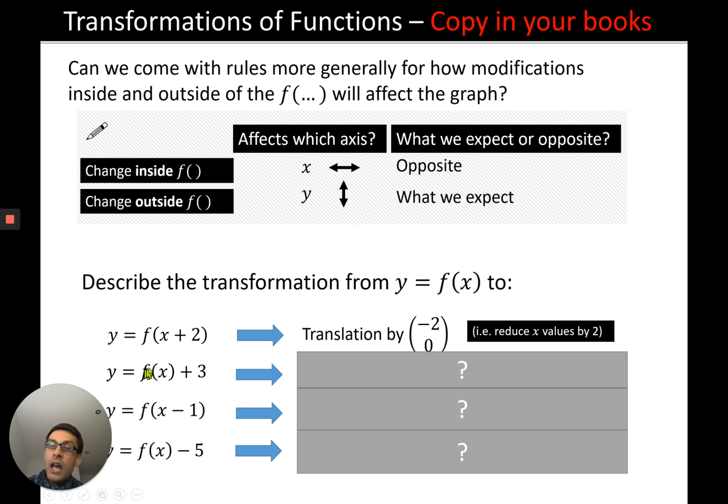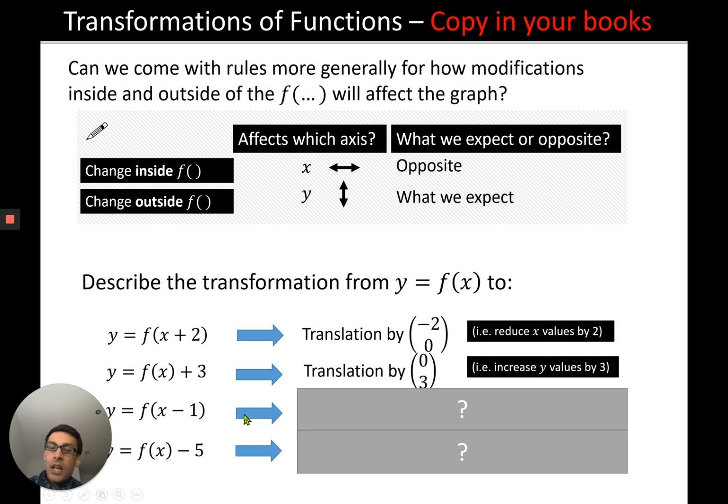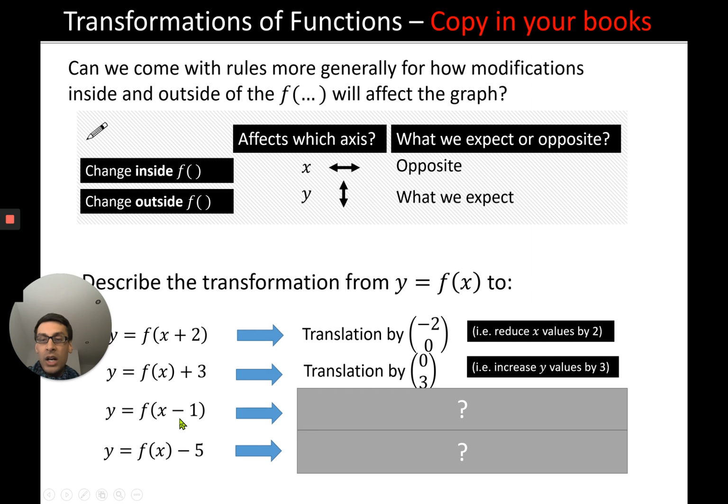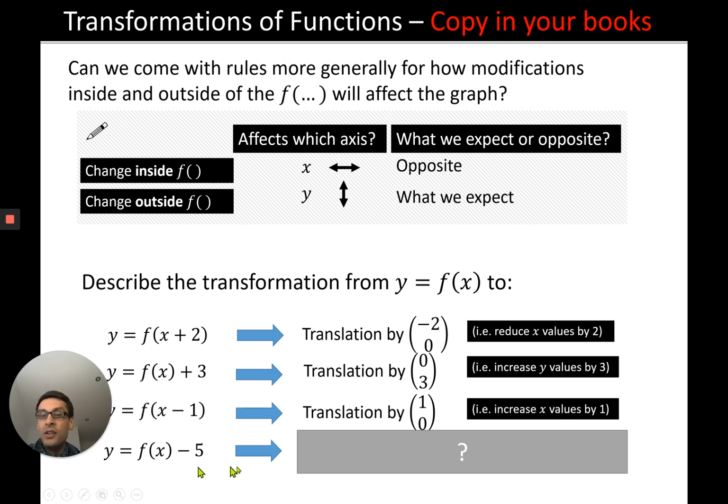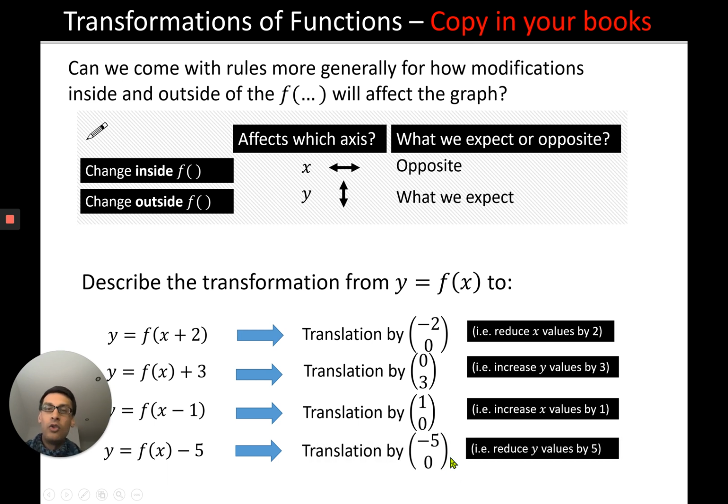The next question, f of x plus 3, so it's outside of the brackets. Essentially, I'm adding 3 to y. If you think of f of x as y, so y plus 3. So it moves up by 3 units. So you can say it's going to be (0, 3). The next one is inside the bracket -1. So you do the opposite. So it's going to be 1 unit to the right. So it's going to be (1, 0). And you add 1 to the x values. And then the last one, you can also figure that out. It's going to move down by 5 units. So (0, -5).